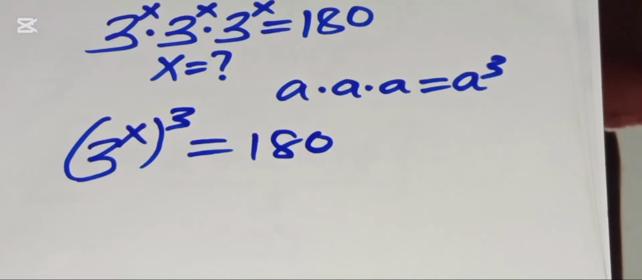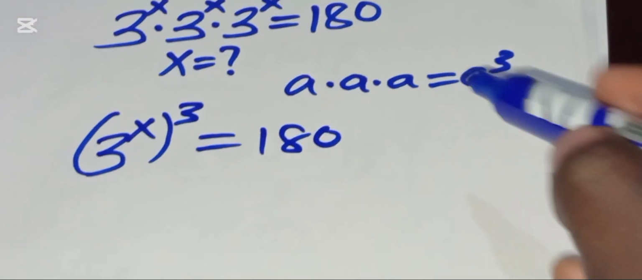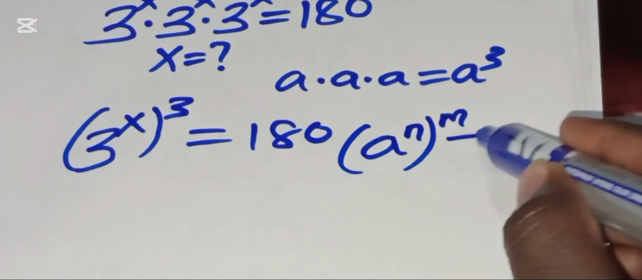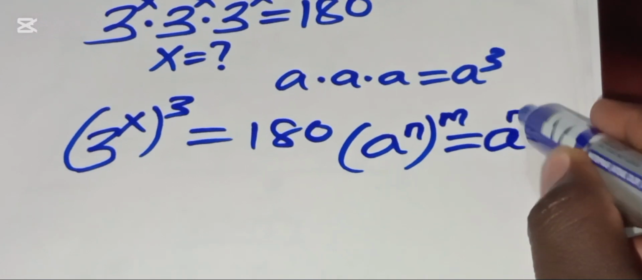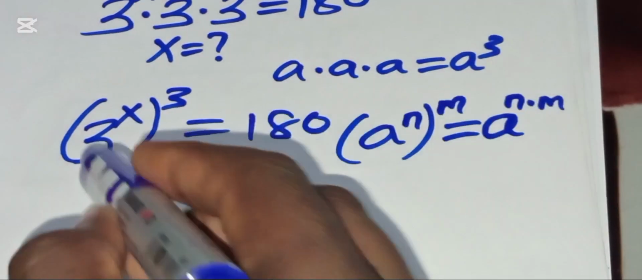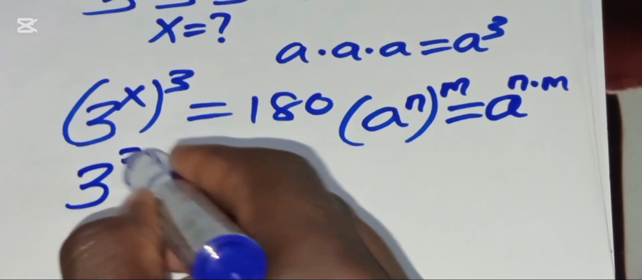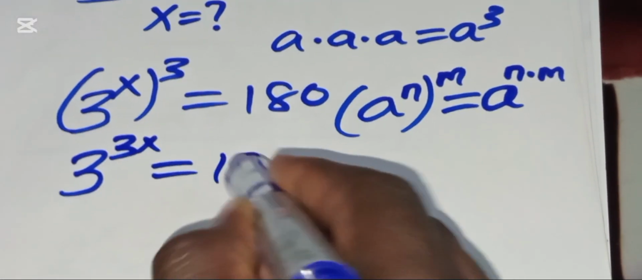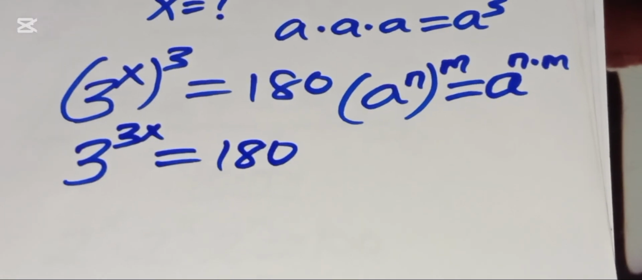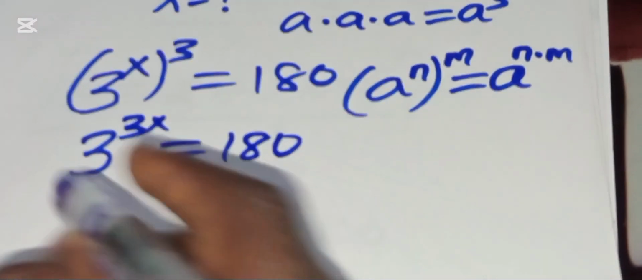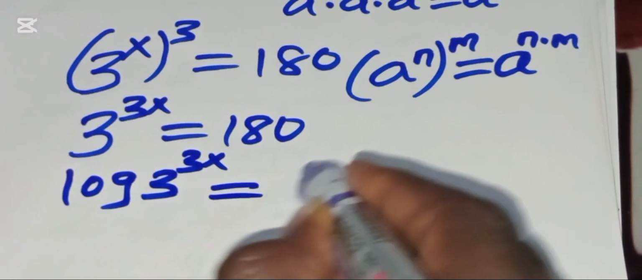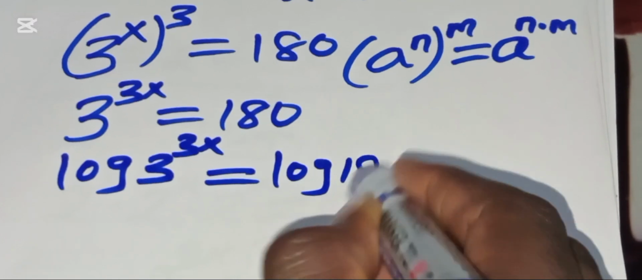Now, applying the identity that a raised to power n, raised to power m, can be expressed as a raised to power n multiplied by m, we will have 3 raised to power 3x equal to 180. Now to solve for the value of x, we introduce the natural logarithm on both sides, so that we'll have log 3 raised to power 3x equal to log 180.